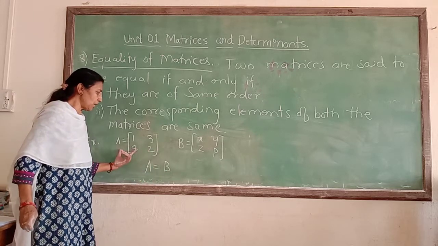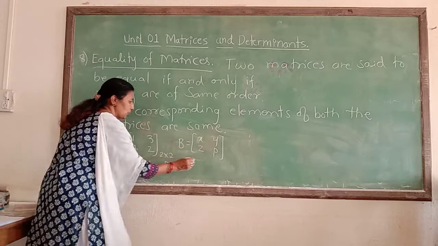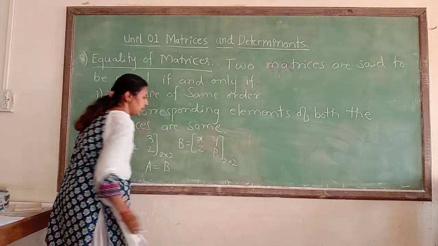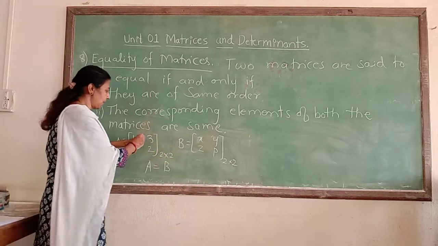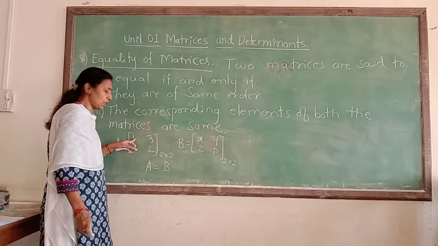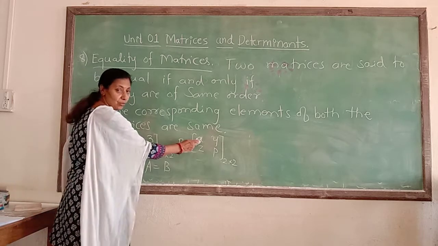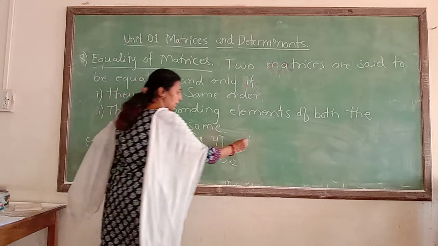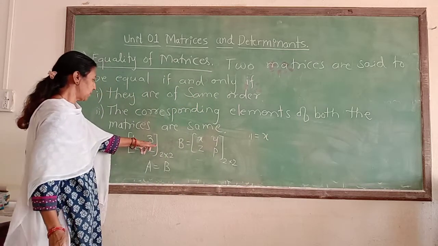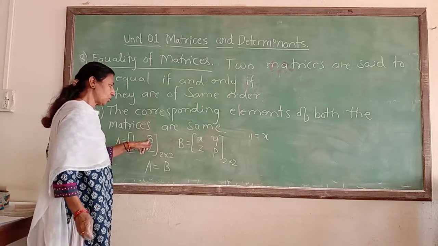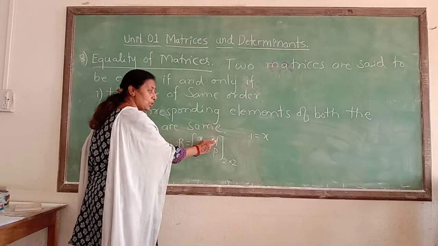The order of A should be equal to the order of B. A is of order 2 by 2, and B is also of order 2 by 2, so both orders are the same. Secondly, the corresponding elements of both matrices should be the same. What is corresponding? The first element of this matrix should equal the first element of the other matrix. Like that, 1 should be equal to X, and the second element of the first row should be equal, that is, 3 should be equal to Y.